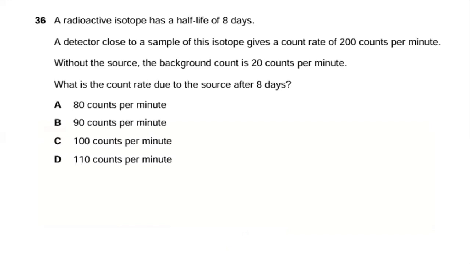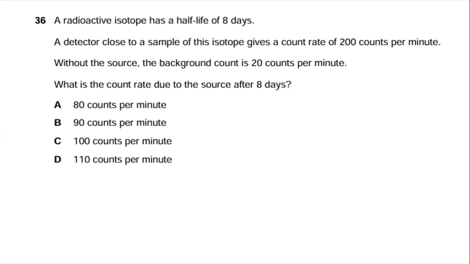Question number 36. A radioactive isotope has a half-life of 8 days. A detector close to a sample of this isotope gives a count rate of 200 counts per minute. Without the source, the background count is 20 counts per minute.